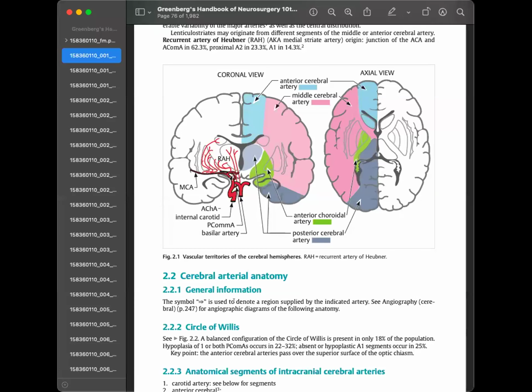We have to know that the anterior and the posterior circuits will anastomose to form what we call the circle of Willis. The carotid artery will take its origin from the bifurcation of the common carotid artery, usually at the level of C3, C4, or C4, C5 cervical spine.